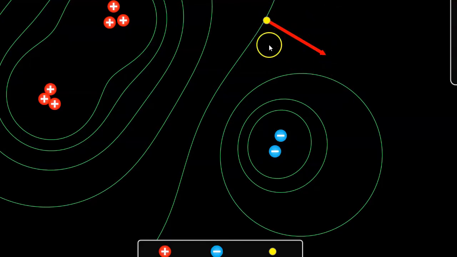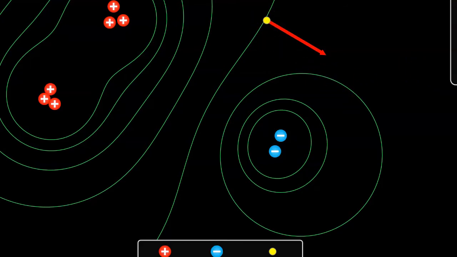So this arrow also shows me the grad of the potential, right? This strange vector calculus concept that can be hard to interpret when you first meet it. The electric field is down the hill.